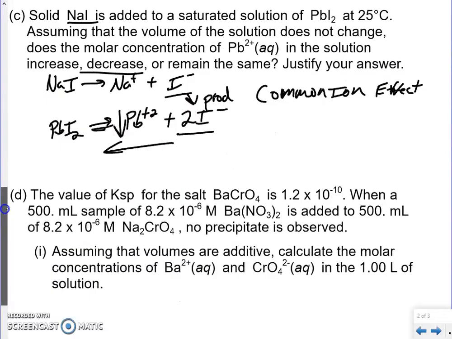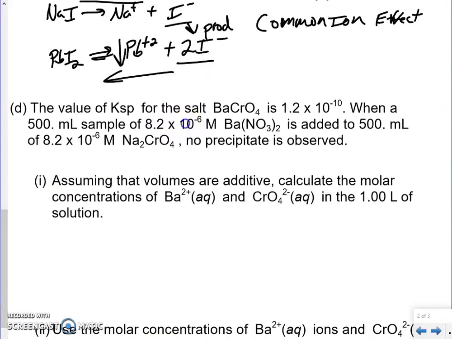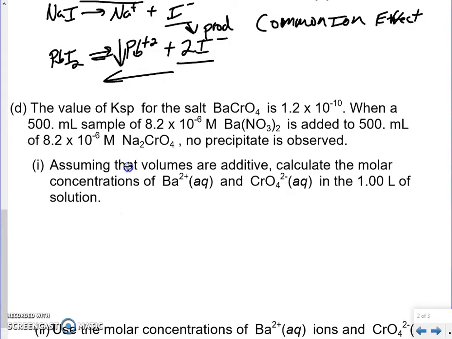Okay, let's keep going. We now get to a new salt. The value of KSP for the salt barium chromate is 1.2 times 10 to the negative 10th. When a 500 milliliter sample of 8.2 times 10 to the negative 6 molar barium nitrate is added to 500 milliliters of 8.2 times 10 to the negative 6 molar sodium chromate, no precipitation is observed. So let's see what we're supposed to do with this. 1. Assuming that the volumes are additive, calculate the molar concentrations of barium and chromate in the 1 liter solution.